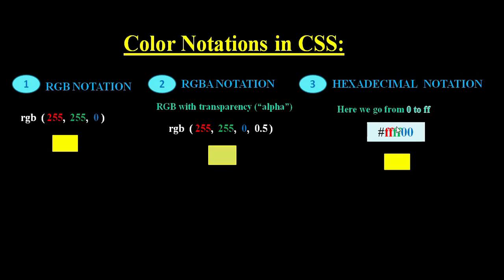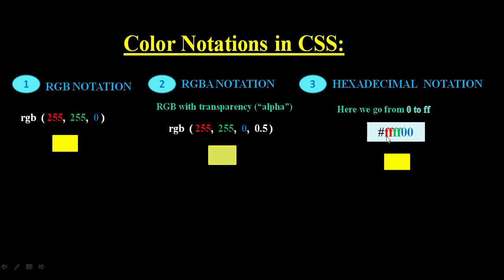Here the same thing happens by using the asterisk symbol. By using hash, we can include the R value first, then the G value, and then the B value. With this we can use hexadecimal notation easily, using the range 0 to FF.